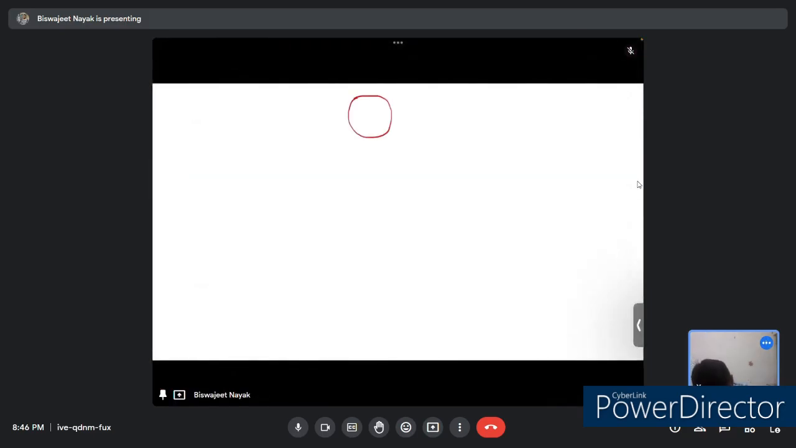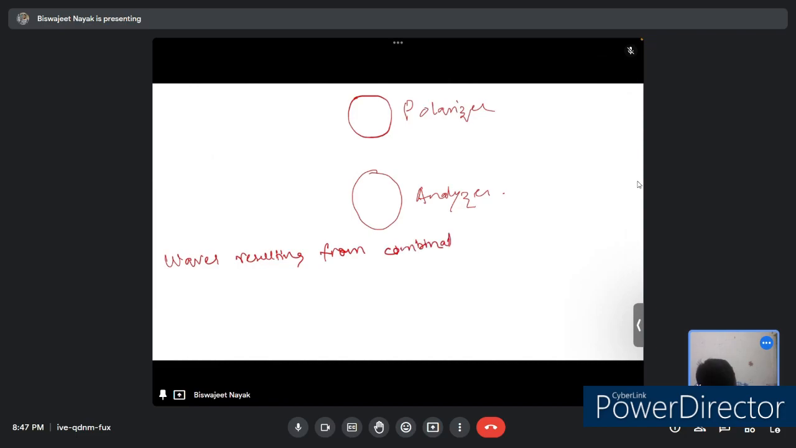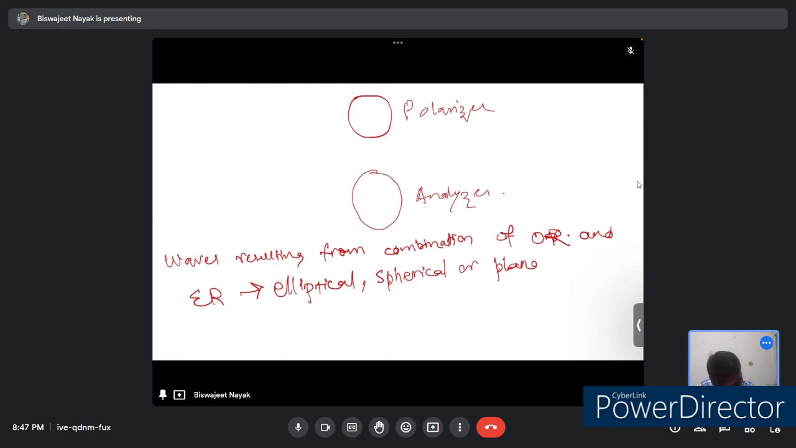The waves resulting from this combination of superimposed ordinary and extraordinary rays have an elliptical, spherical or planar waveform, depending upon the relative phase shift between the two rays.